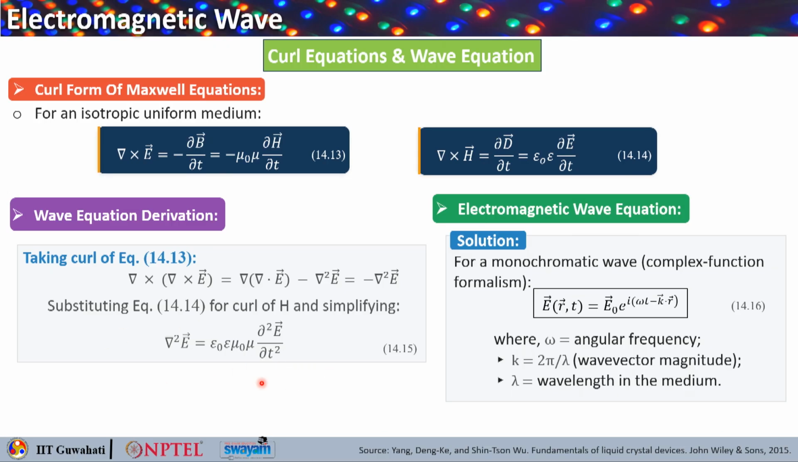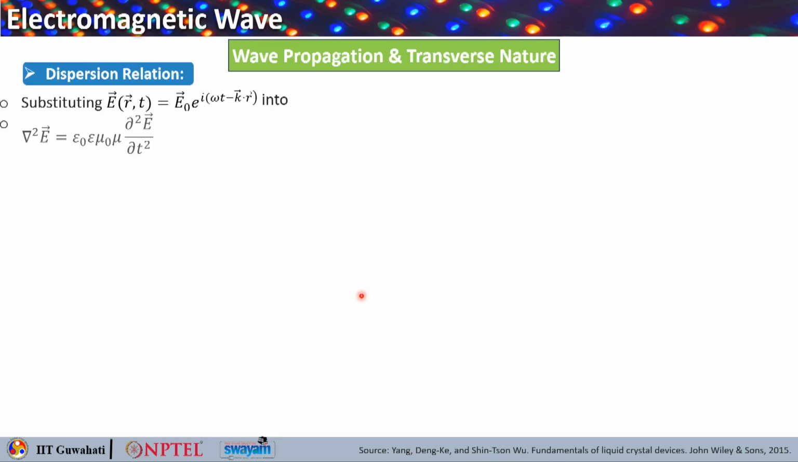So you need to look for a solution to this wave equation. So one proposed solution is that you can write for monochromatic wave, the complex function formalism can be of this particular form, where E, that is the electric field, which is a function of r and t, space and time, can be written as E naught e to the power i omega t minus k dot r. So E naught is basically the amplitude, omega is the angular frequency, k here you see is basically the wave vector's magnitude, that is 2 pi by lambda. Lambda is here very important, which is the wavelength in that particular medium, not in the vacuum. Okay, so this is the solution to this particular wave equation.